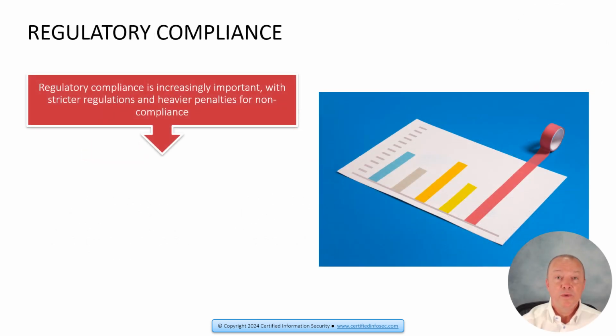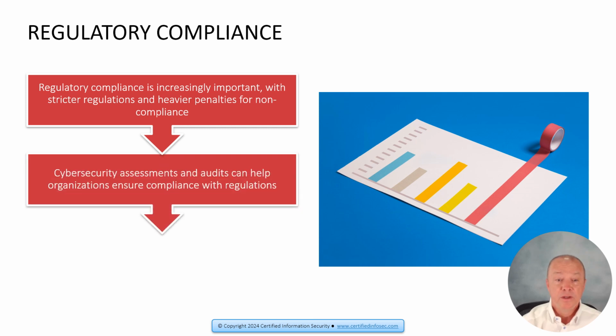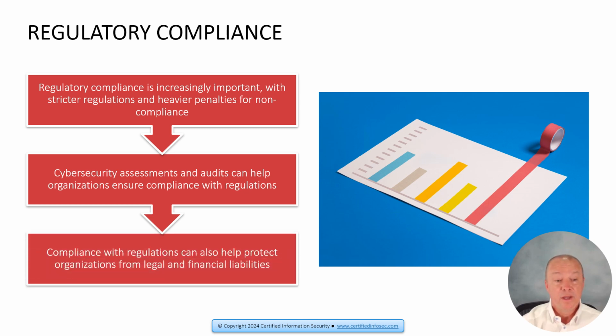Another concern that we can address with auditing is regulatory compliance. Regulatory compliance is increasingly important with stricter regulations and heavier penalties for non-compliance. So, cybersecurity assessments and audits can help organizations ensure compliance with those regulations. And compliance with regulations can also help protect organizations from downstream legal and financial liabilities.